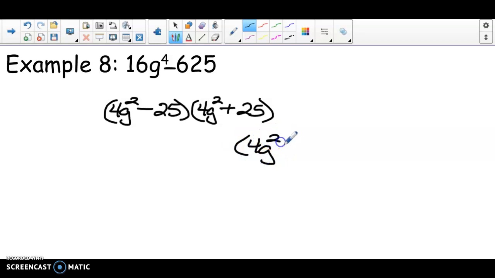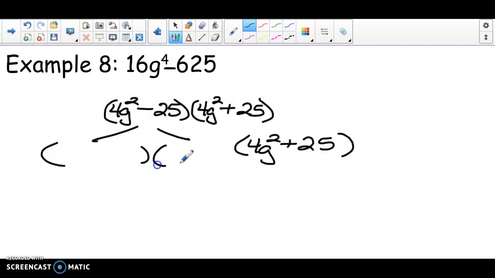But I'm going to go back and look at my first one again. My first one, perfect square, so I can factor that into two sets of parentheses. I can't factor this one because it's a plus, but I can factor this one because it's a minus. So I'm going to have one plus and one minus. Square root of 4g squared is 2g, and the square root of 25 is 5. Now this is completely factored.